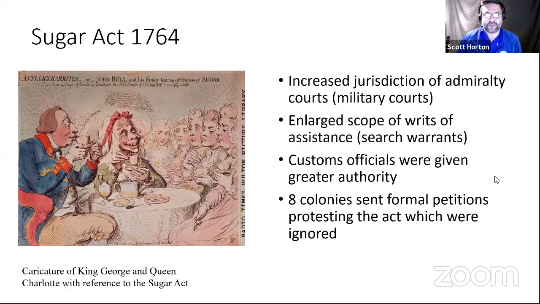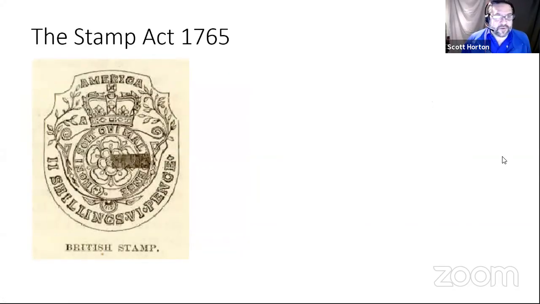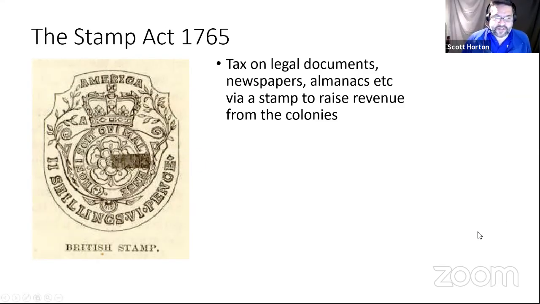So the colonists are really upset as much about the tax in this case as they are about the threat to their liberty that they sense from the increased power of enforcement that you see here. But probably the best known early example of an economic cause of the American Revolution is the Stamp Act. And this was a tax on legal documents, etc., to raise revenue.